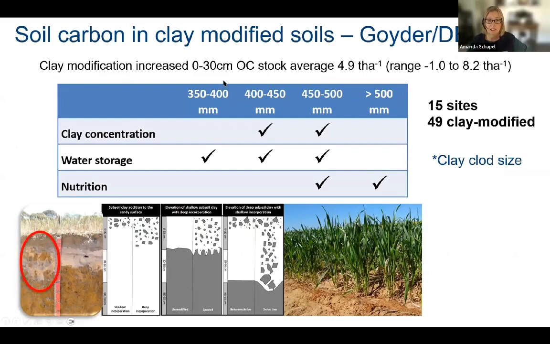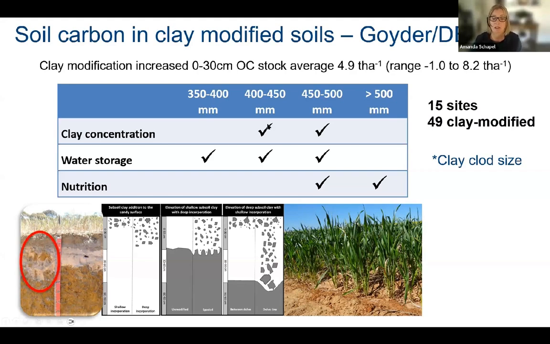When we're looking at clay addition in our sands, so either clay spreading or clay delving, we found some rough rules of thumb. In 2018, we went sampling in 49 clay modified sites, over 15 sites, with different treatments. We did find an increase in carbon stocks across this area, averaging about 5 tonnes a hectare. Be aware though that the range was anything from negative to slightly higher, and the slightly higher occurred when we had organic amendments added in there.